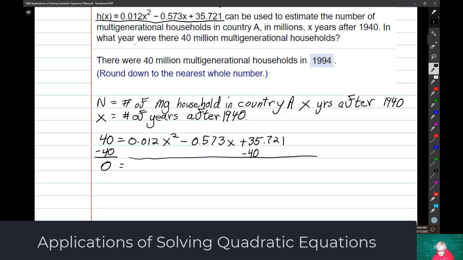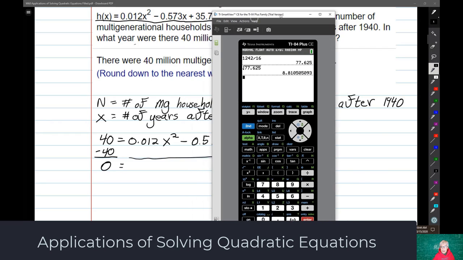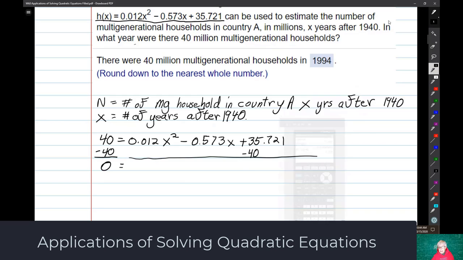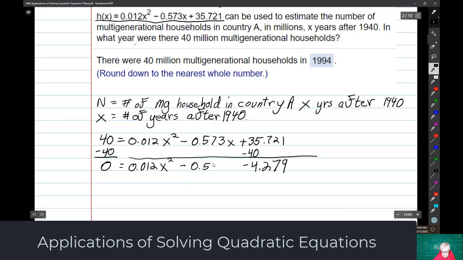So I definitely need my calculator. 35.721 minus 40 is negative 4.279. So we'll have 0.012x squared minus 0.573x minus 4.279. Does anybody want to try to factor that? Probably not.